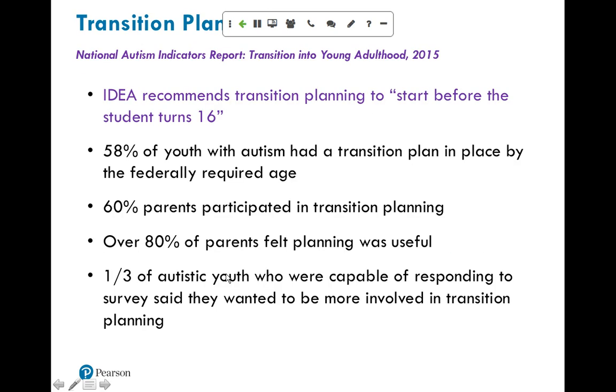Okay, and then transition planning. So the IDEA Act does recommend that transition planning for individuals with special needs start before the student turns 16. I would say start upon diagnosis, even if the child's 2, start thinking about transition planning, because we want to know what are the strengths of this individual that we can hone over time so that that person can be fully independent by the time they transition out of the school system.